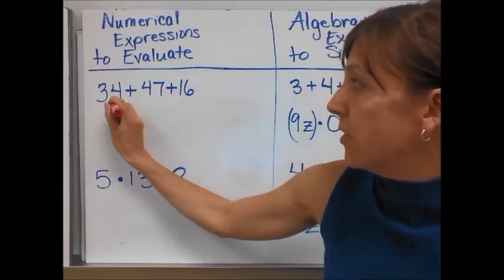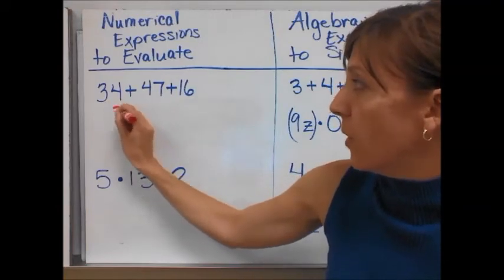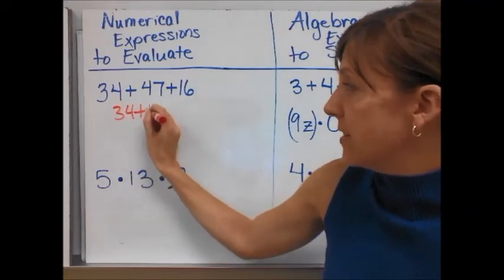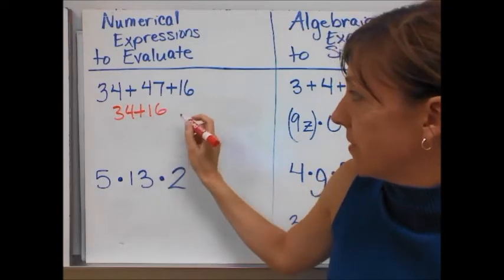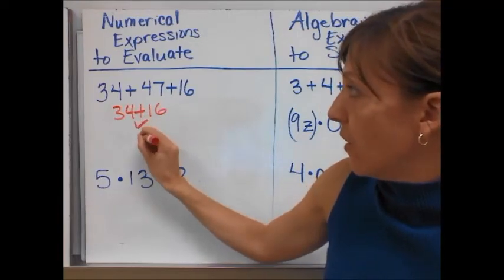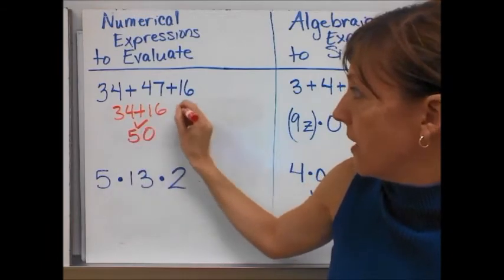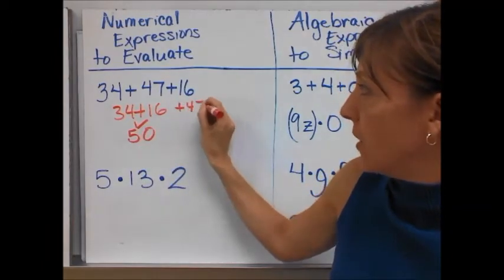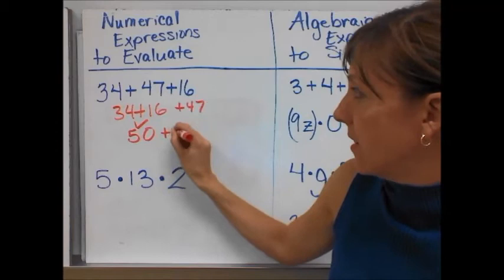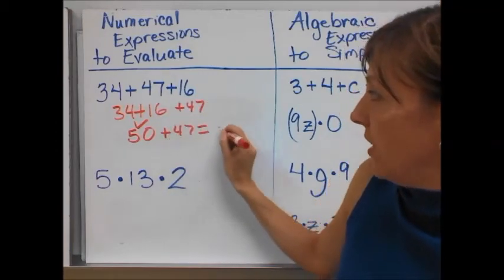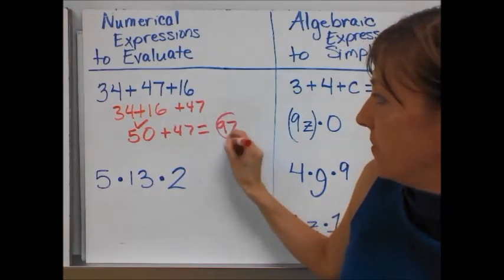So together, these two numbers, the 34 plus 16, give me 50. And then I'm going to add the 47 to that, which easily I can see is 97.